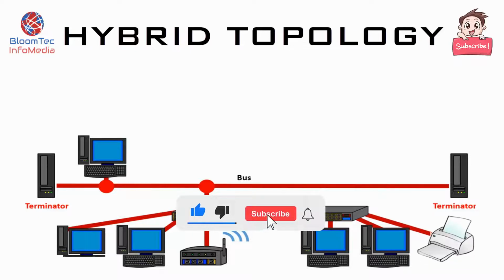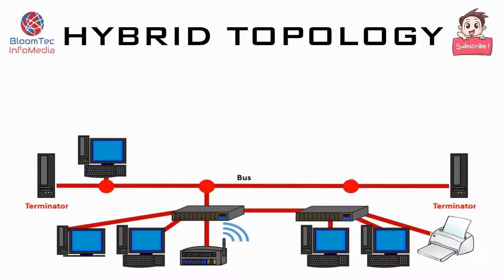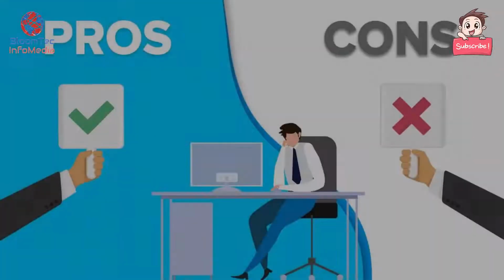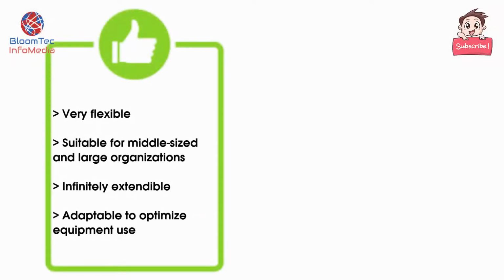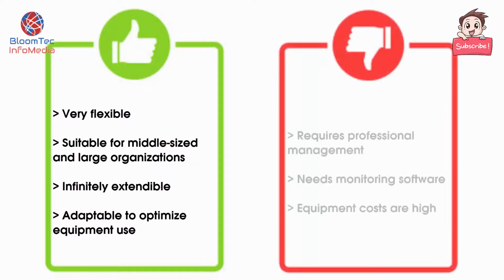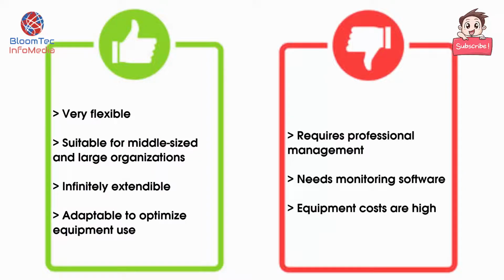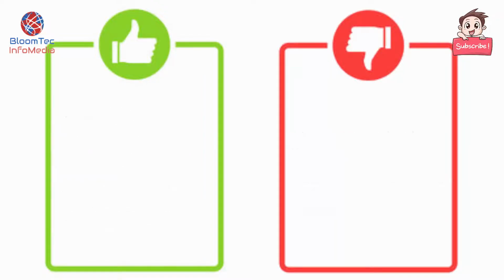Don't confuse the term hybrid network topology with hybrid system, a term that is applied to the combination of on-site and cloud resources. Pros and cons. Very flexible, suitable for middle-sized and large organizations. Infinitely extendable, adaptable to optimize equipment use. Requires professional management, needs monitoring software, equipment costs are high.